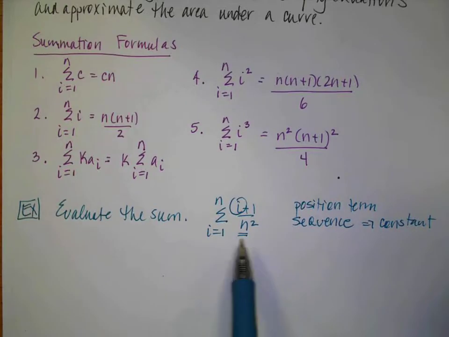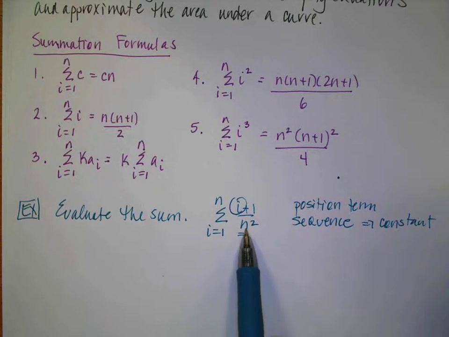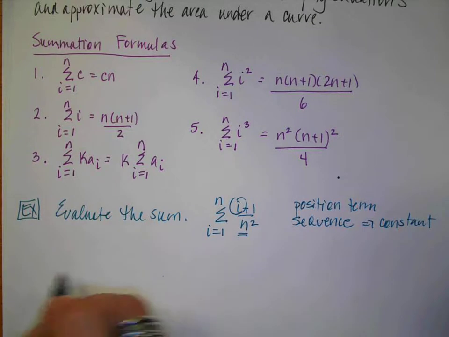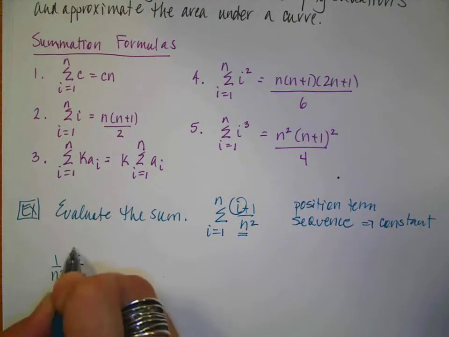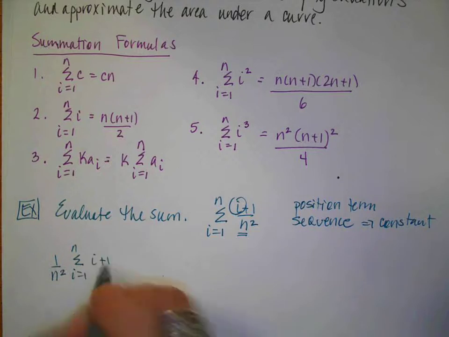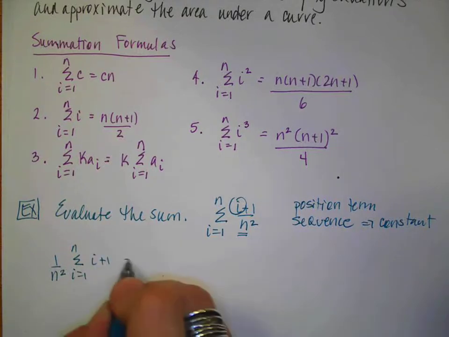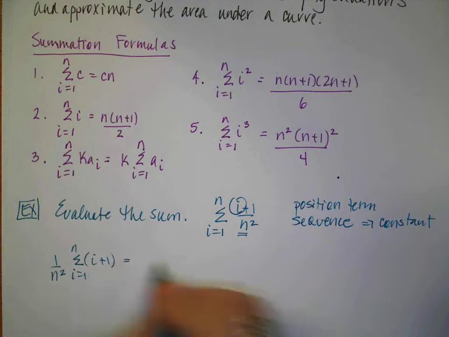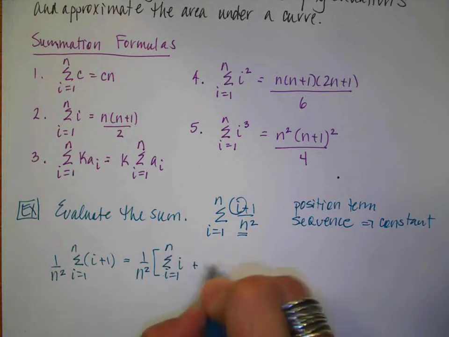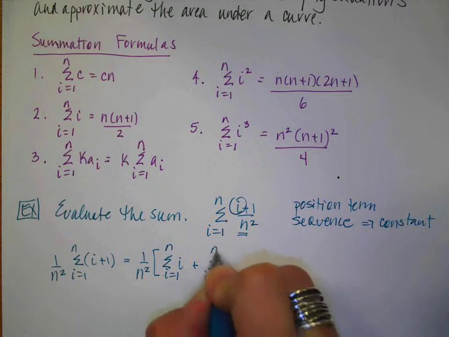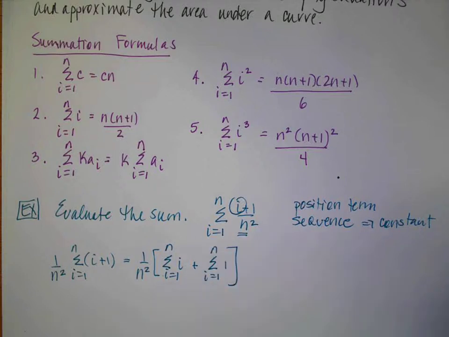Alrighty? So as I get ready to simplify this and start doing my summation, I'm going to pull the constant out front just like you would if you were integrating. So I'm going to do 1 over n squared times the sum from I equals 1 to n of I plus 1. Alrighty? Then I'm going to expand my summation. So here's the 1 over n squared, and I'm going to do the sum from I equals 1 to n of I plus the sum from I equals 1 to n of 1.